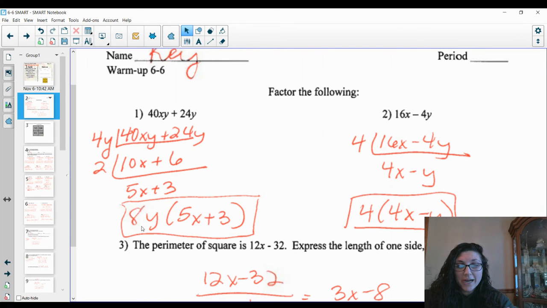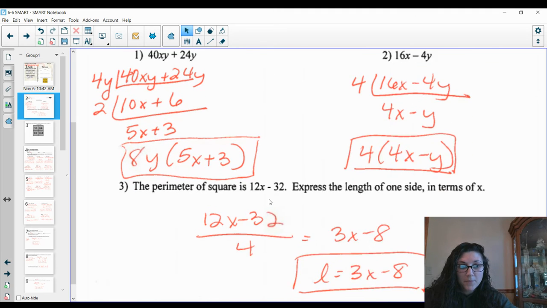Number 2, you should have gotten 4 times 4x minus y. Again, could have done it in different ways, but your answer should match mine. So if not, try to figure out why. Maybe talk to a peer, talk to the substitute, and if you need, you can email me.